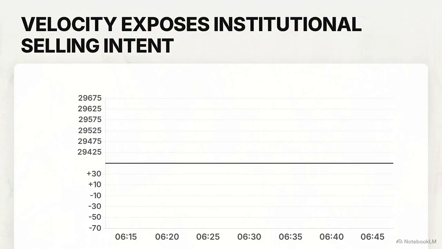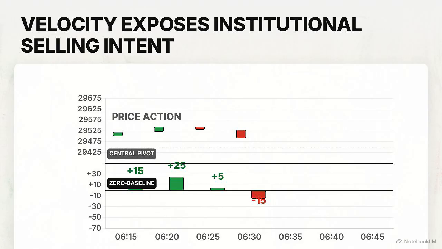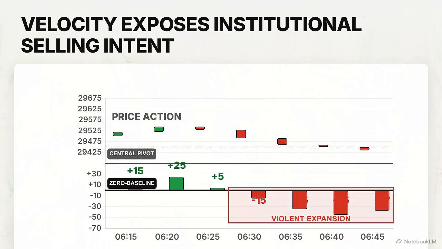We use a proprietary split-screen dashboard. Standard candlestick price action sits on the top half, while a momentum histogram tracks order flow on the bottom half. We call this engine telemetry. Measuring its velocity relative to the zero baseline reveals true institutional intent.